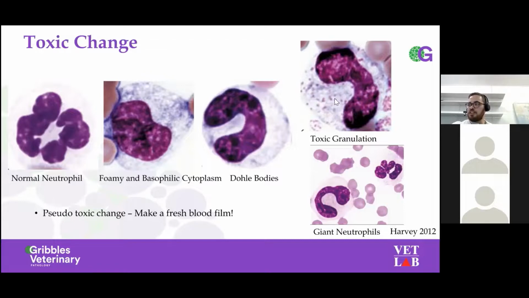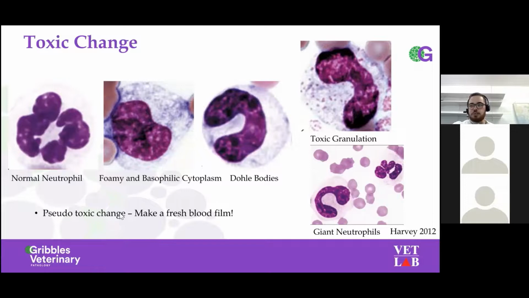Toxic granulation, these pink granules, is a form of toxic change that you'll most commonly see in horses and cattle. It's pretty rare to see in dogs and cats. And this isn't strictly a form of toxic change, but be aware that giant neutrophils are another abnormality that you can see associated with intense inflammation, and this is most commonly seen in cats.